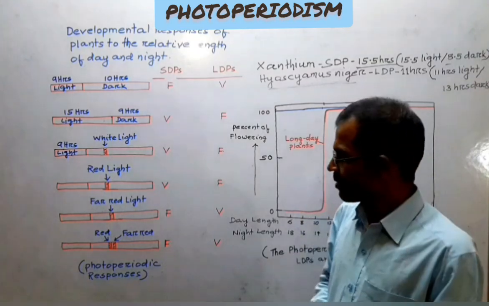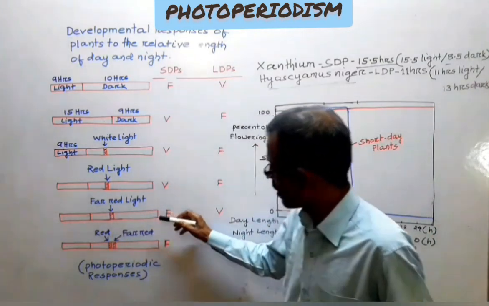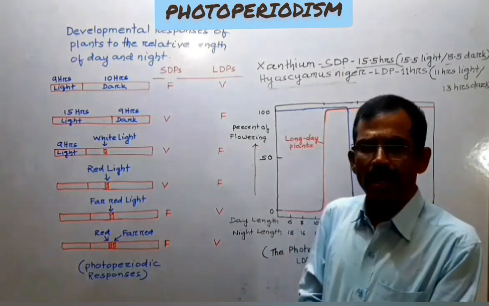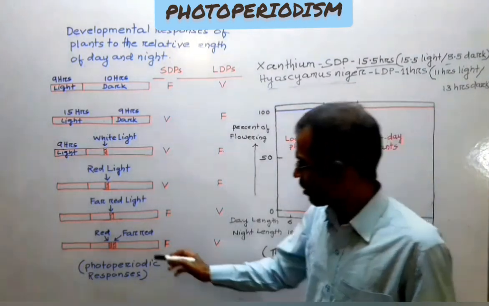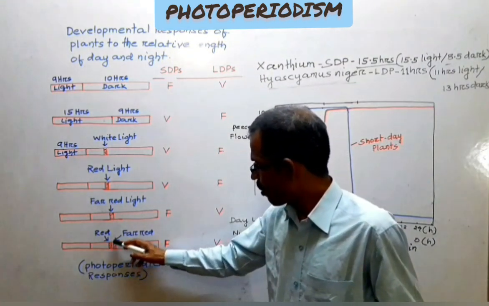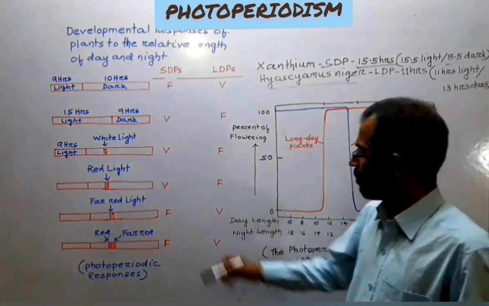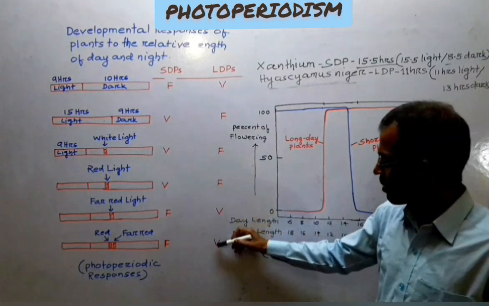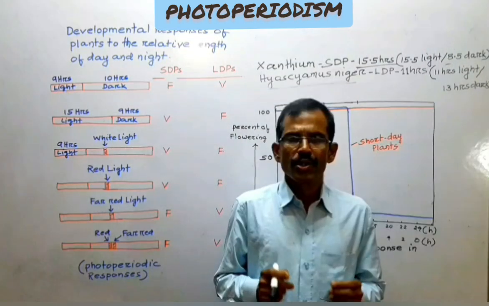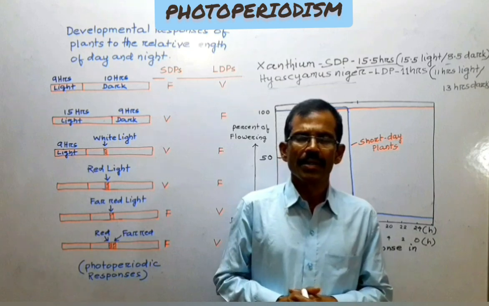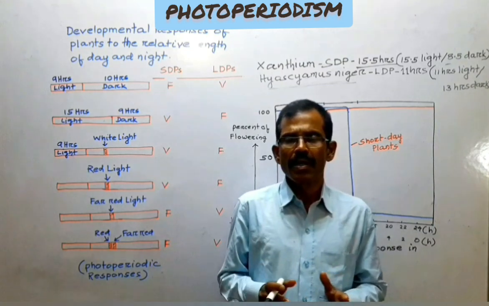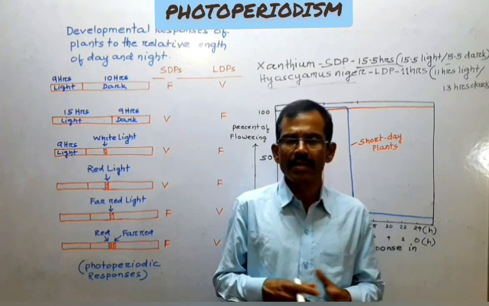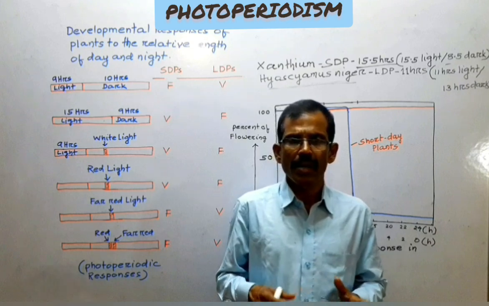In another case, when the long dark period is interrupted by flashes of red light, or by red light followed by far red light, then flowering is promoted in short day plants, but the long day plants remain vegetative. In short day plants, flowering is inhibited when the dark period is interrupted by brief flashes of red light or white light. This phenomenon is termed night break.